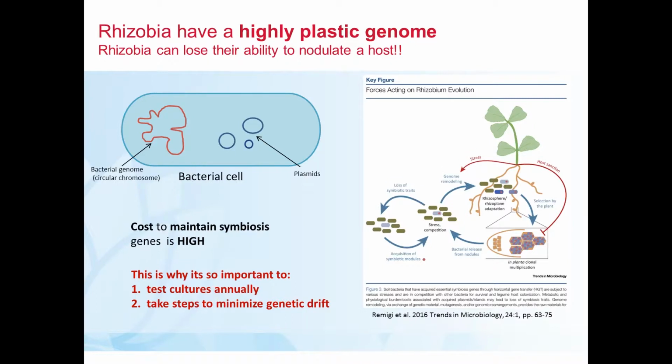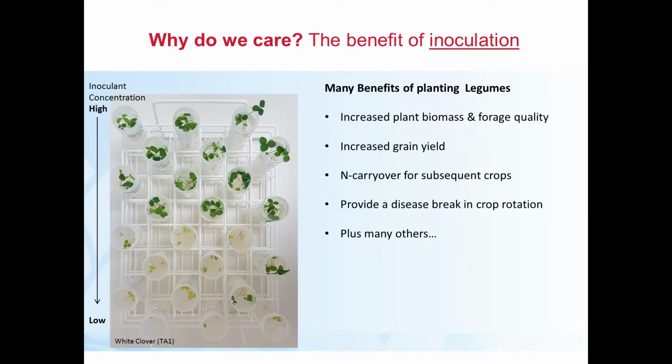This is why, for our group, it's so important that we test our elite commercial strains annually to check that they still have this ability to nodulate the correct host, and we take steps to minimize genetic drift. So why do we even care about all of this? This is quite complex to start. I'm going to talk about the benefit of inoculation.